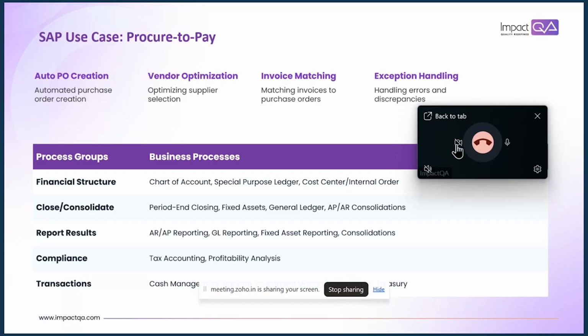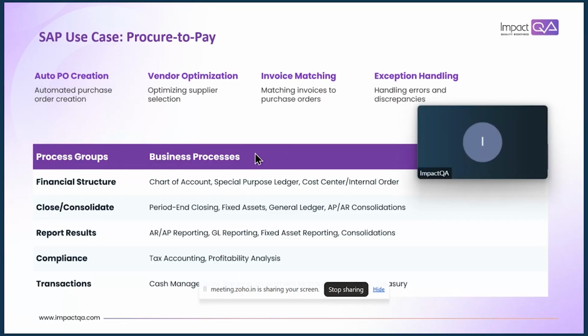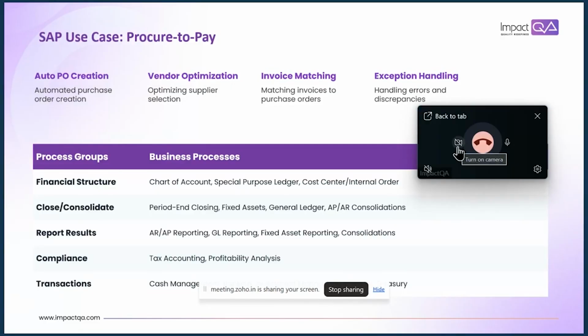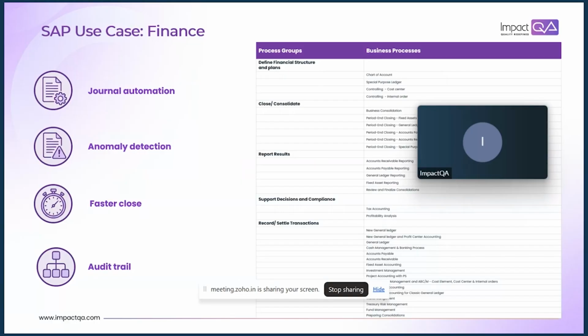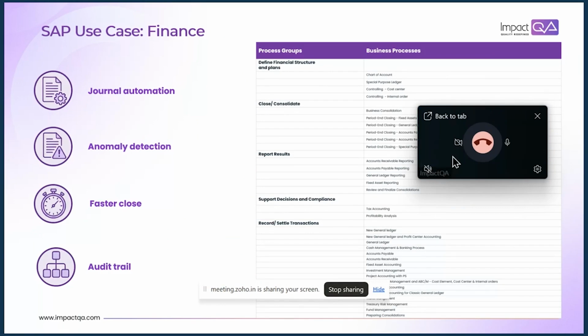Okay, so this is more about SAP use cases, especially on procure to pay, where exactly we can implement agentic AI. Okay, so moving on to the next use case, I have taken different modules. One is FICO, finance.